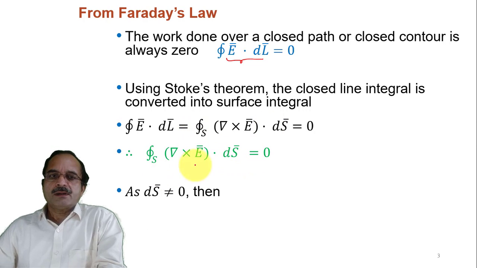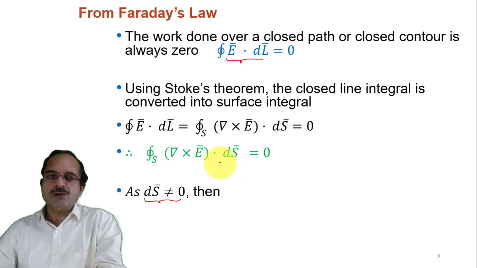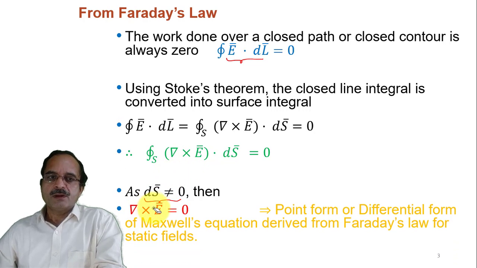Now this is a dot product of curl of E and ds. Now ds is a small differential area which is a non-zero quantity. So if ds is not 0, then to satisfy this equation, we must have curl of E equal to 0. So we can conclude that curl of E must be 0.